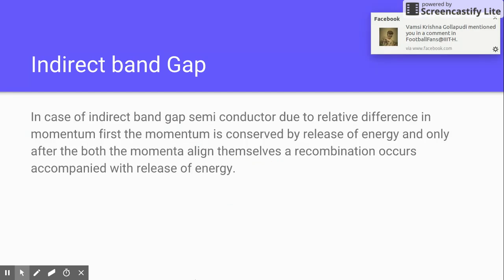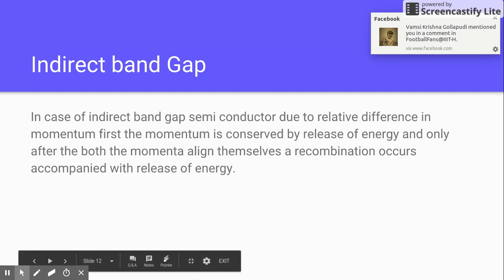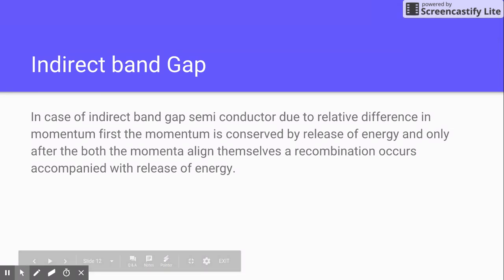This causes some problems in the indirect bandgap semiconductor. Due to the relative difference in momentum between the conduction and the valence band, first the momentum is conserved by release of energy, and only after both the momenta align themselves does a recombination occur, with the release of energy.